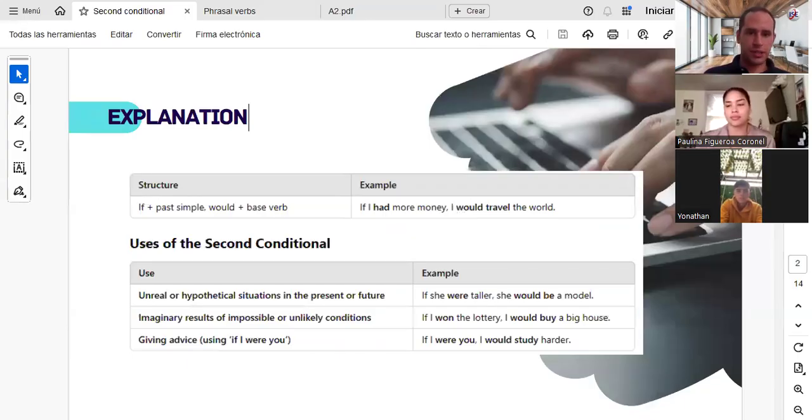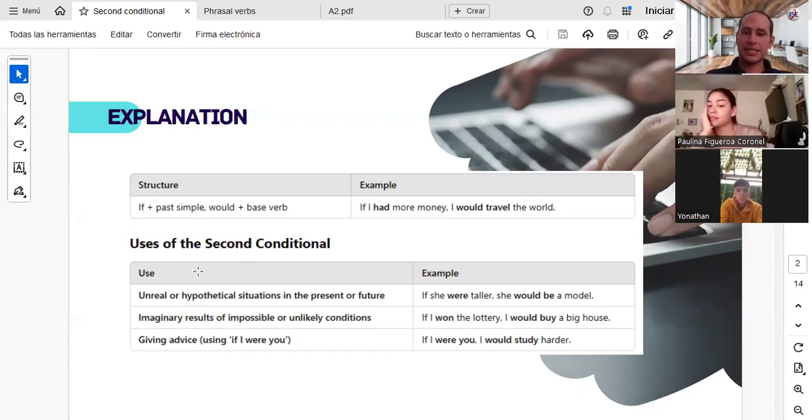So, second conditional structure. Here, the structure changes a lot, so be careful. With the if clause, the first part of the sentence, we use past simple, right? Then, after the comma, we use the modal verb would plus the base form verb. So, let's check the example. If I had, this is past simple, more money, I would travel the world, right? Would plus verb in base form.